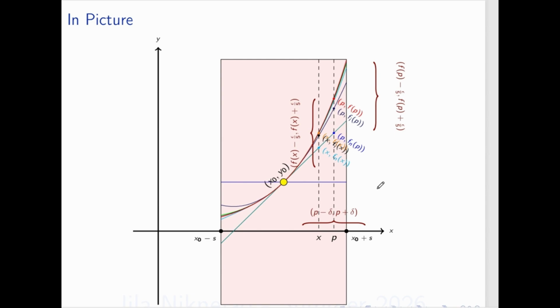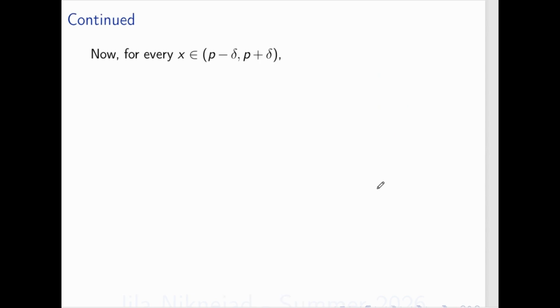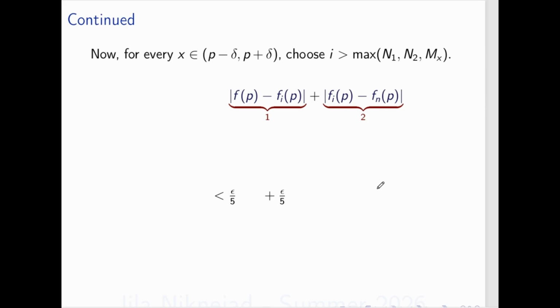And so what is happening here? Now, for every x in that interval p minus delta, p plus delta, where the delta that we chose depends on that n, choose any i bigger than max of n1, n2, and m sub x. Then the absolute value of f of p minus fi of p is less than epsilon fifth, and the absolute value of fi of p minus fn of p is less than epsilon fifth.